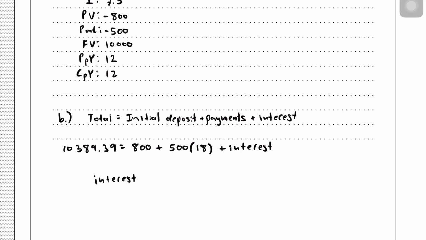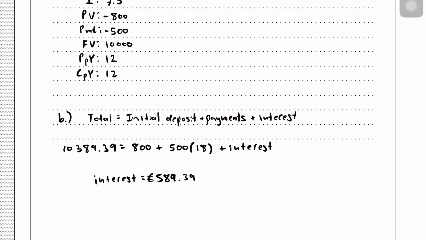Interest is equal to $589.39. Of course, to work this out, we could have just taken the final amount, subtracted 800, and also subtracted the payments, and said what is left. We could have worked this out algebraically as well, but there it is once again. And let's write our unit as euros.